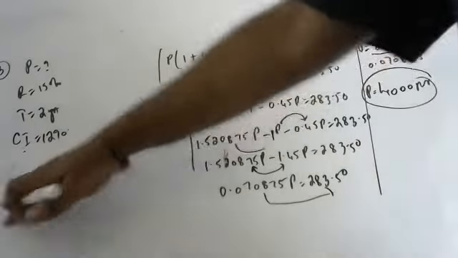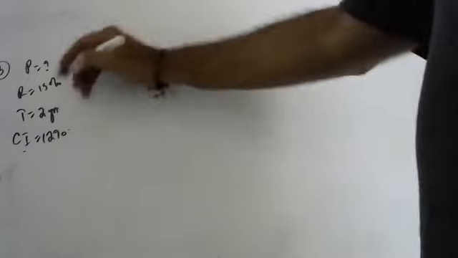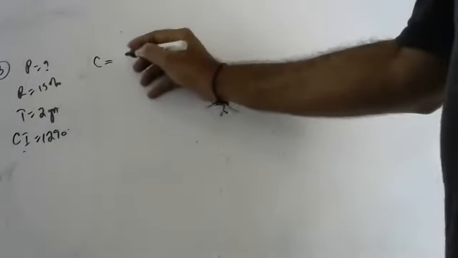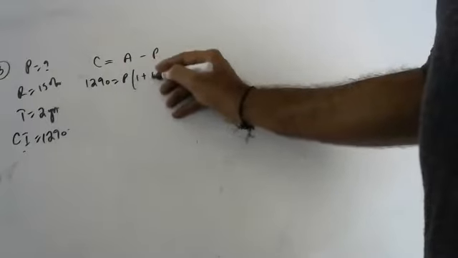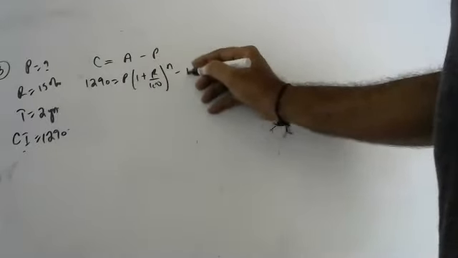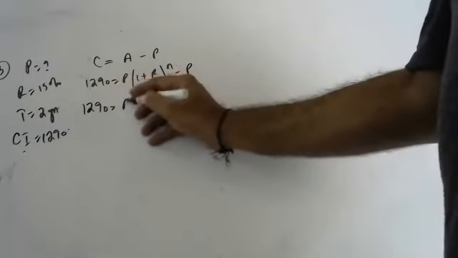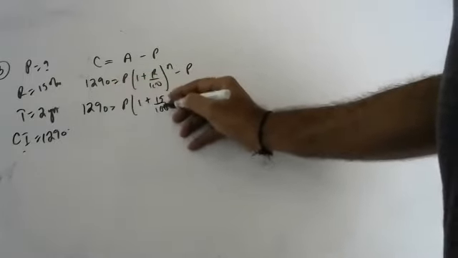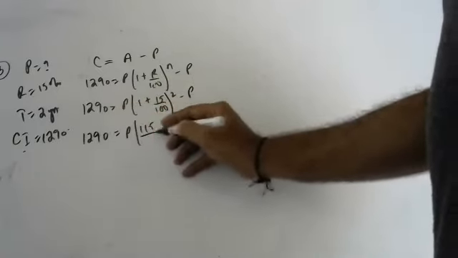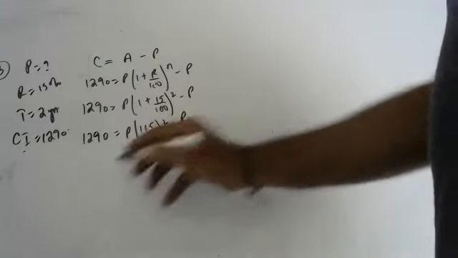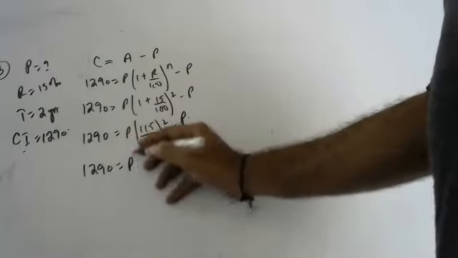Nandika, can you tell me how to do the sum? Yes, sir. Compound interest is equal to amount minus principal. Compound interest 1290 is equal to P into 1 plus R by 100 to the power of n, minus P. 1290 is equal to P into 1 plus 15 by 100 whole square, minus P.